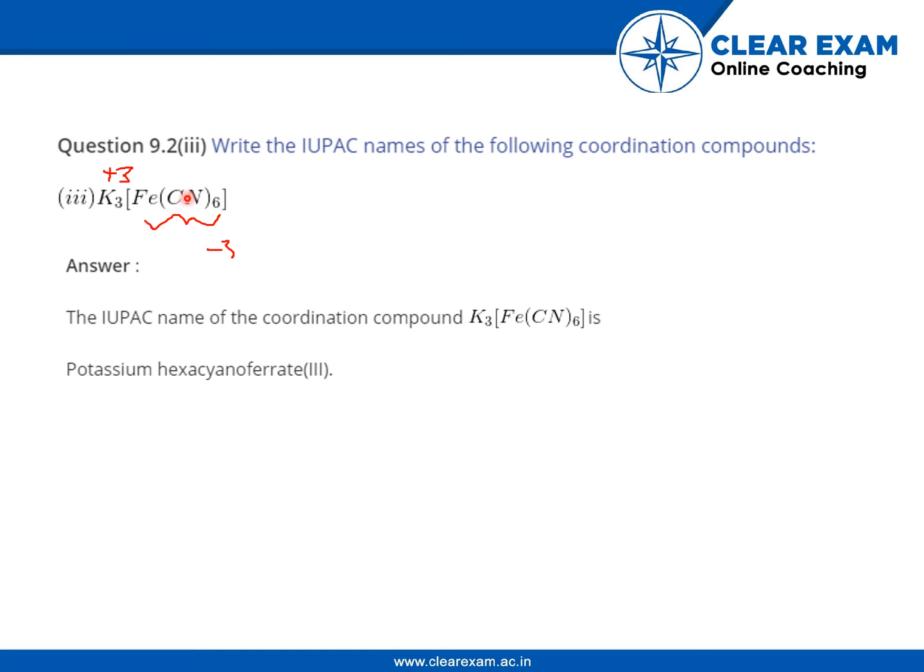Again the convention is the same. We will first write the ligands. Since there are 6 cyanide ligands present, hexacyano, hexacyanoferrate. If the metal is present in the negative part of the coordination compound, we will just add ate at the end. So ferrate and 3 charge.